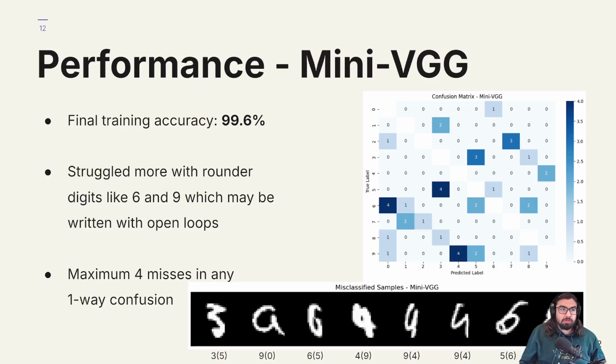Moving on to the mini VGG, as I call it. Again, our most complex model thankfully also had the best performance with a grand total of 40 misses out of 10,000, giving us an accuracy of 99.6%. Across the board, it performed a little better than both of the prior models with a maximum one-way confusion of 4 samples for any true label predicted label misses.